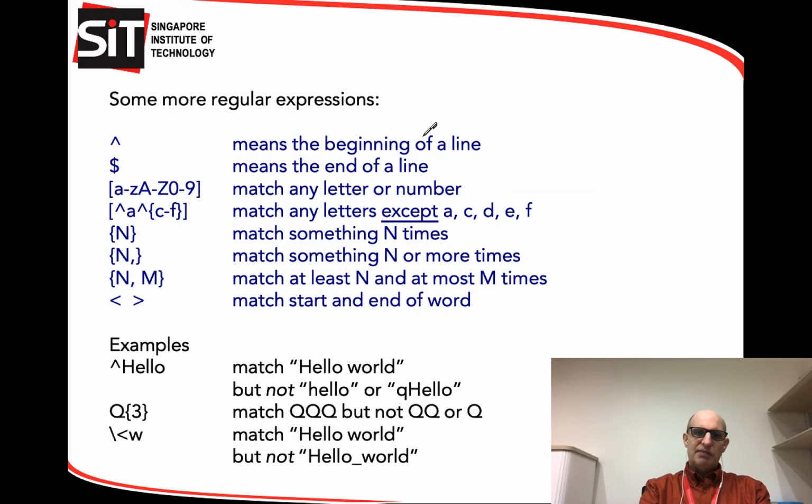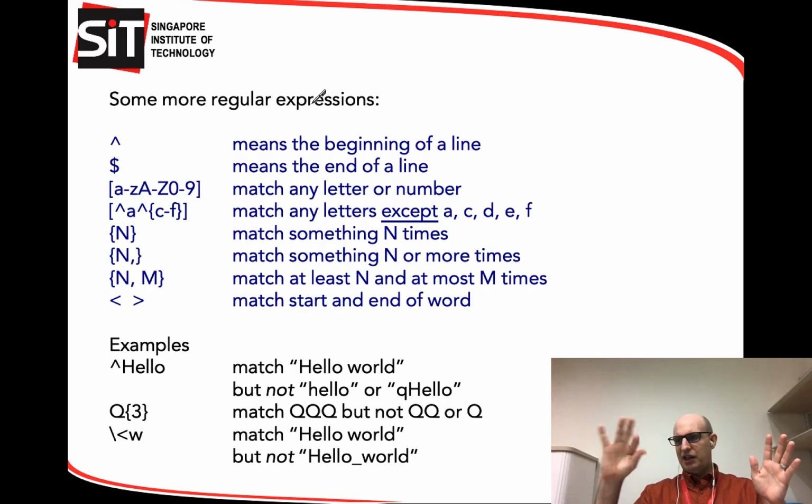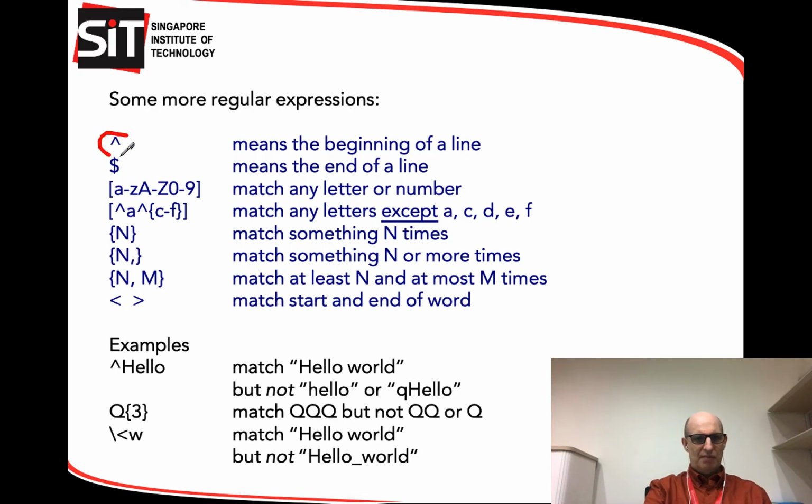There's more regular expressions here. In text files, things tend to be line-based, so you have a line of text, enter or return, another line of text, return, another line of text, return. And when you're looking for regular expressions inside this sort of text file, then the caret symbol, this up arrow here, means beginning of a line.